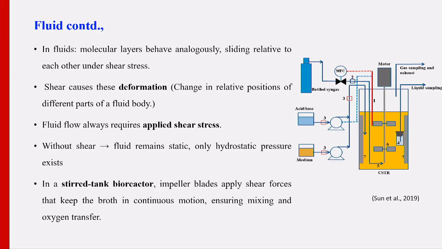In the stirred bioreactor, just see here the medium, and we add acid and base. Here you can see the medium, then acid and base, then next is the sparged gas, always there. So, the CSTR, the continuous stirred tank reactor, we can use for chemical purposes or biological purposes or whatever. Then the outputs here are gas sampling and the exhaust point, and the same way for liquid sampling also. So, this is just an example of how the CSTR works.